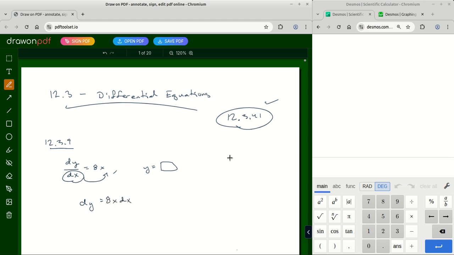Now, what's happening here is that I've got a separation of variables, essentially. I have my y's and dy's on one side, and my x's on the other side. And that's what we want. We're going to separate our variables so that we can then integrate both sides. And so you simply integrate both sides like this.